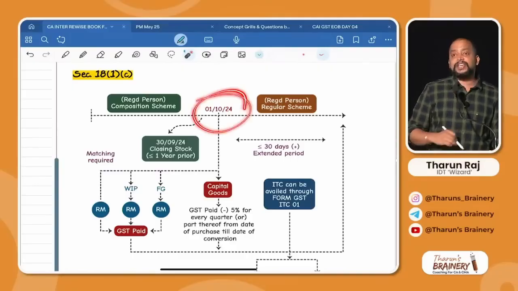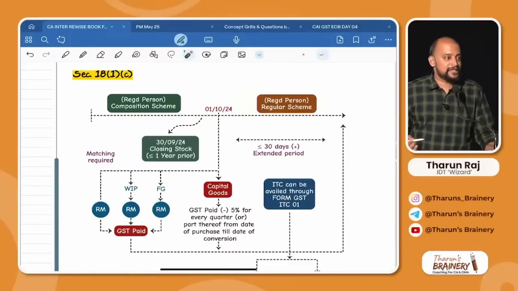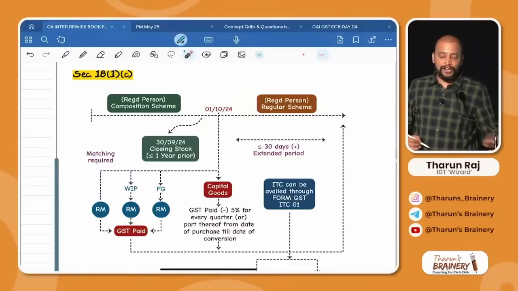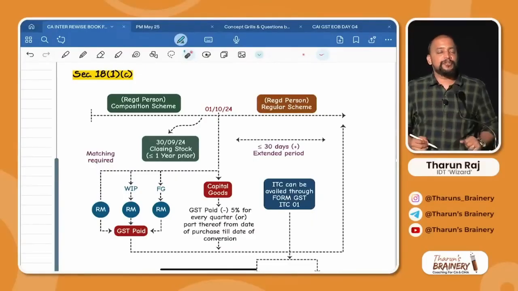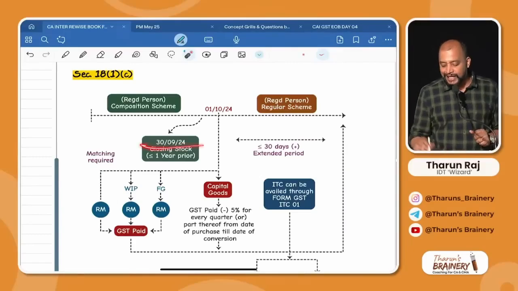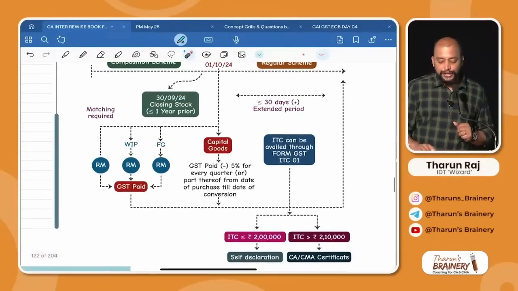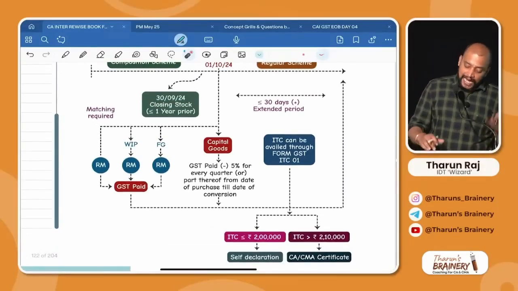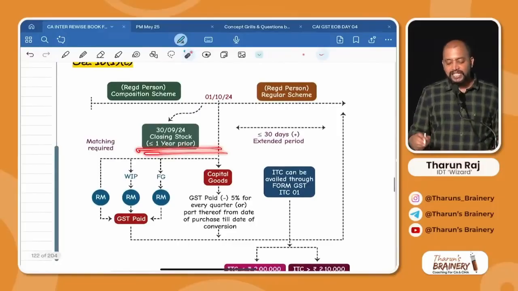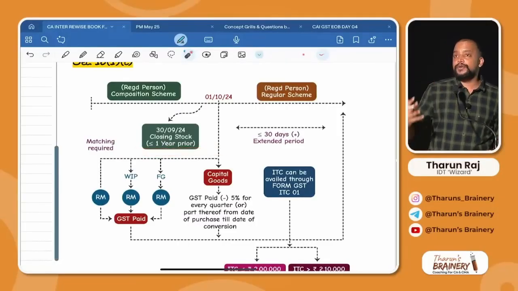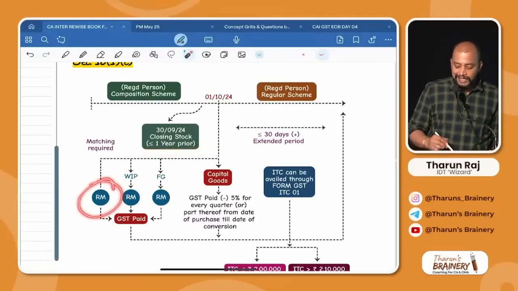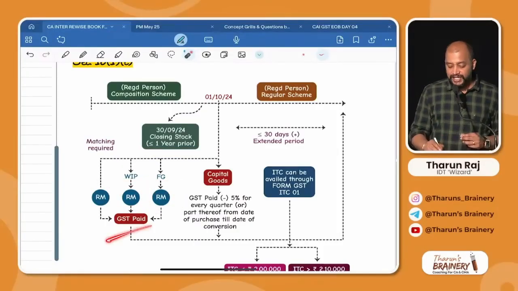What is the date on which he migrated from composition scheme to normal scheme? 1/10/2024. See the closing stock as on before that date. What is the closing stock date? 30/9/2024. We need to see closing stock. And again, this closing stock should be purchased within 1 year prior. But what is the closing stock? Either raw material as such, or raw material in WIP, or raw material in FG, whatever GST paid.